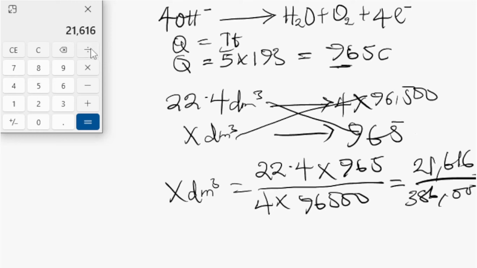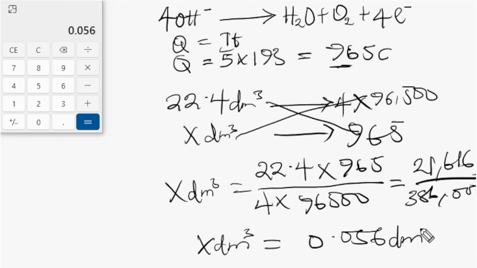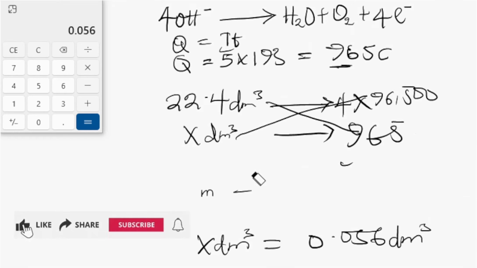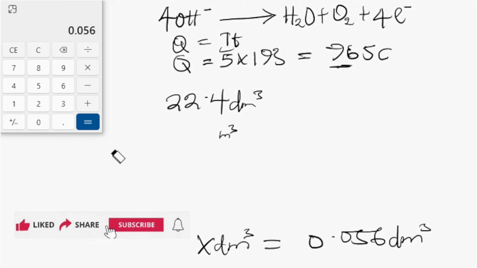21,616 over 386,000. So guys, x dm cube will give us 0.056 dm cube. But guys, notice that from the question they said we should find the volume in cm cube. So we're simply going to find the volume in cm cube here.